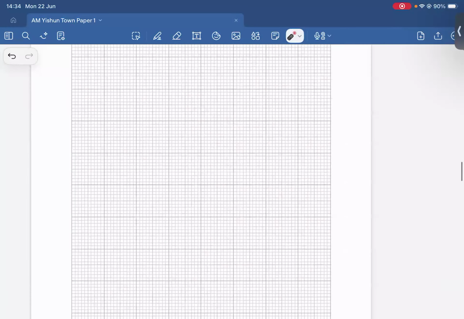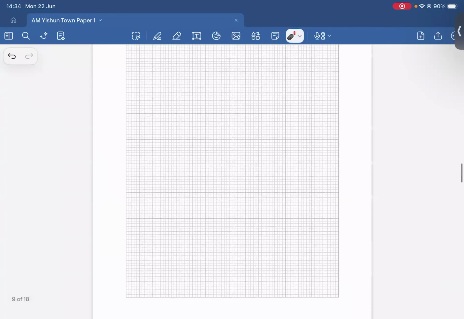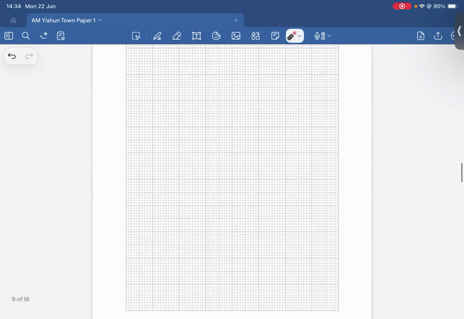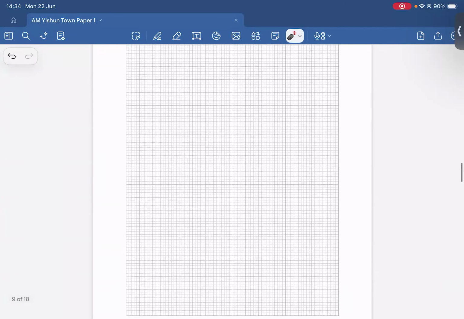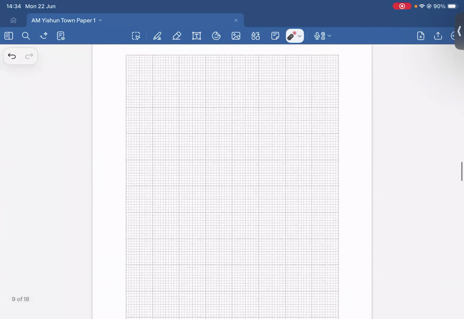Wow, it's empty. Okay. We need to use more than half the grid. Oh no.